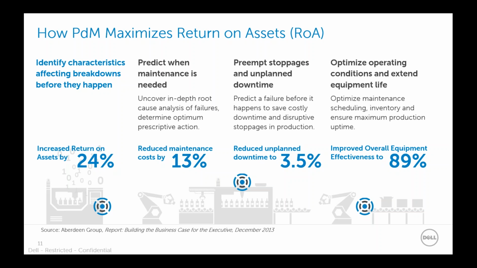When we implement a predictive maintenance solution, we can uncover root causes and determine what is wrong, and then apply prescriptive maintenance. We can also stop outages and unplanned downtime. The number one thing on a factory floor is unplanned downtime, so we really want to look at that. A predictive maintenance solution actually reduces unplanned downtime to 3.5%. That's a significant reduction, where if you just use a maintenance program, it's about 24%.